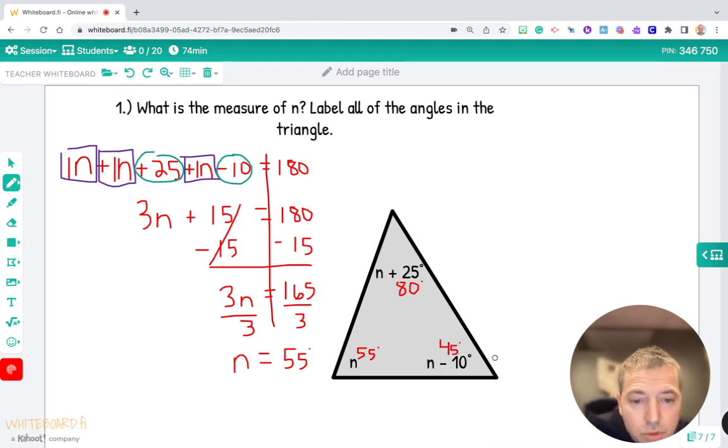Now, again, this is not drawn to scale, which means that if we took a protractor and measured these angles, they wouldn't come out to this. But at the top of the paper, it said not drawn to scale. So now if we check this, if we do 55 plus 45 plus 80, we're going to get 180 degrees. So this would check out. All right, I hope that helps.